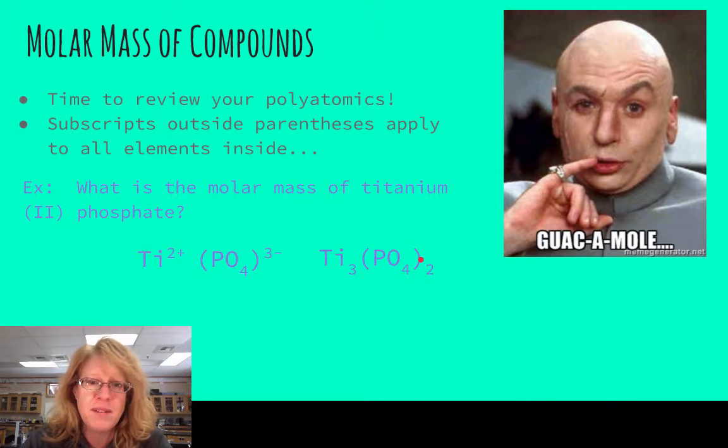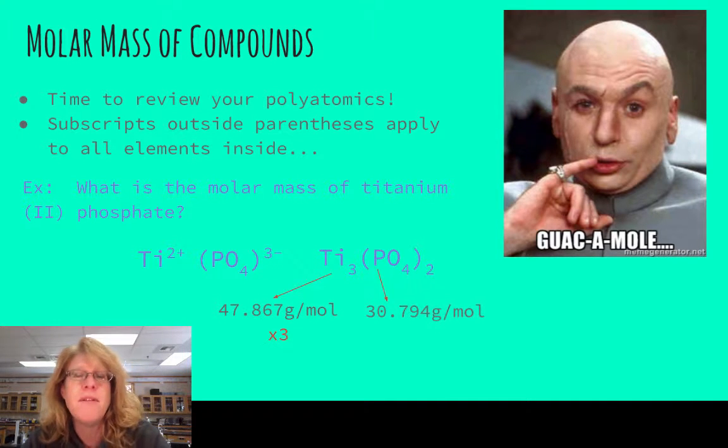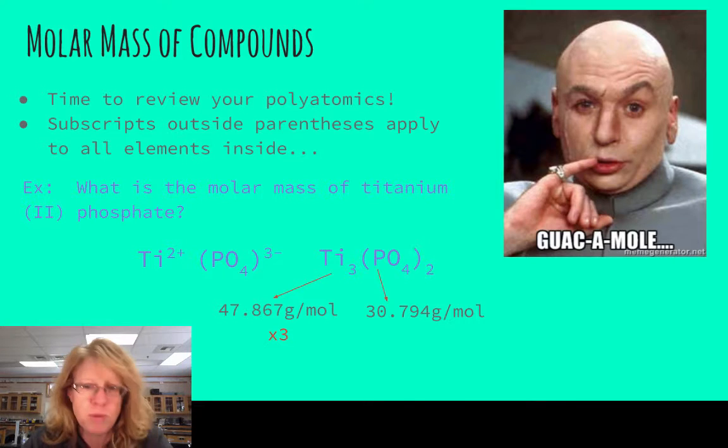So now we can start attacking the molar mass. It's just the molar mass of each thing, and then don't forget your subscripts. So working our way through, titanium has a molar mass of 47.867. There's 3 of them, so I'm going to multiply that value by 3. Phosphorus has a molar mass of 30.794. Again, that's just right from the periodic table. And now there's 2 of those. Again, this number 2 out here distributes across. It goes to the oxygen, but it also goes for the phosphorus, and that's why I have this 2 down here.